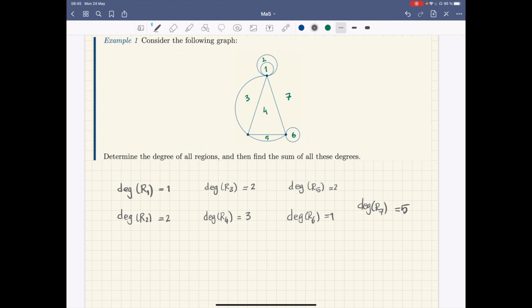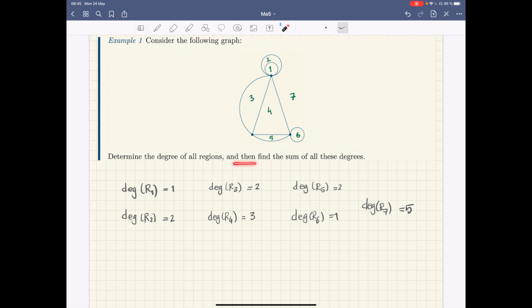Okay, so now let us add these numbers, because I have asked to find the sum of all these degrees. So I am interested in calculating the sum of degree of R sub i, where i goes from 1 to 7. If I add them, it becomes 1 plus 2 plus 2 plus 2 plus 3 plus 1 plus 5. If I add them, it becomes 9 and 15 and 16. Am I right? Okay. Let us see what is the pattern here. So what is this 16, do you think, in this graph?